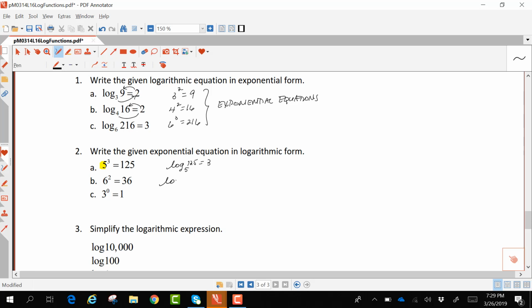Part B would be log base 6. 6 squared equals 36, so log base 6 of 36 is 2. Again, this is my logarithmic equation equal to the given exponential equations.